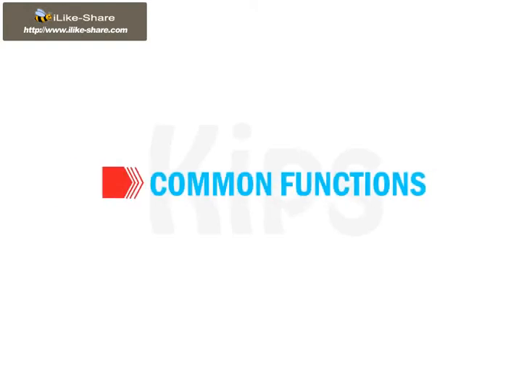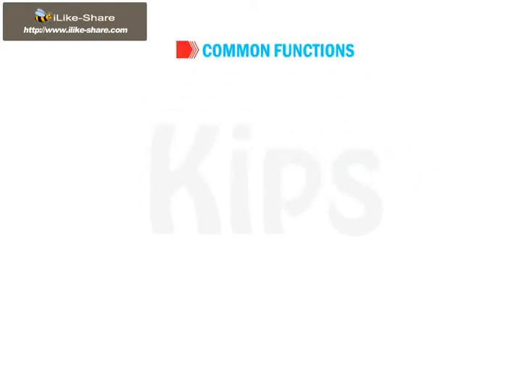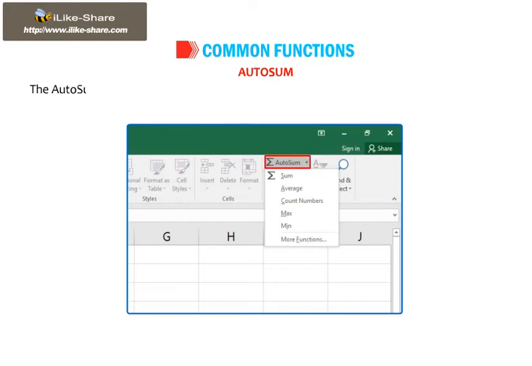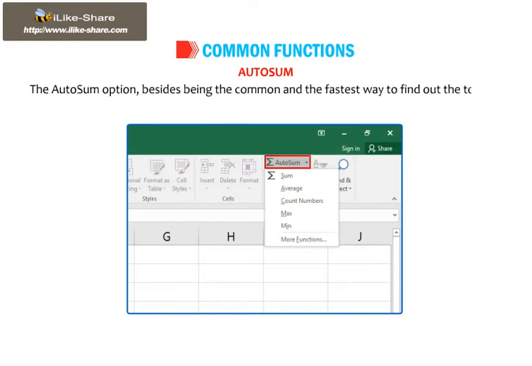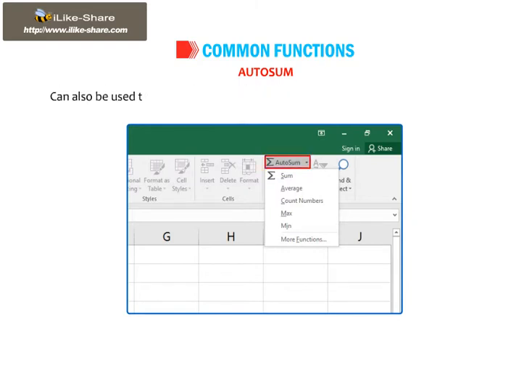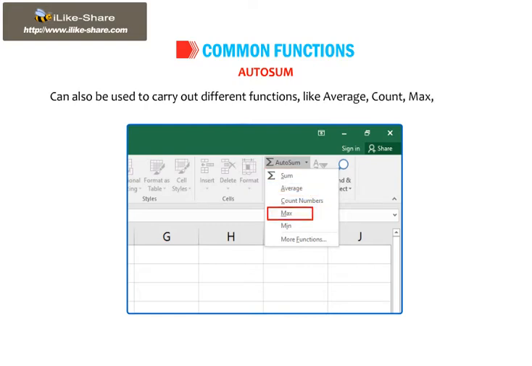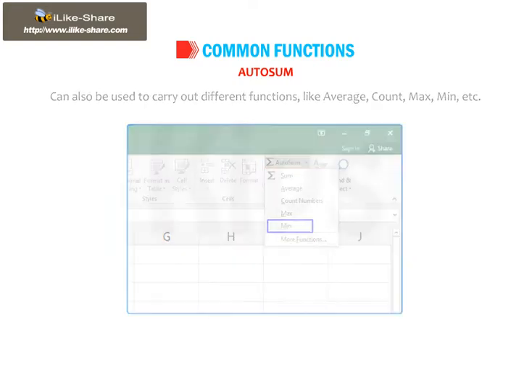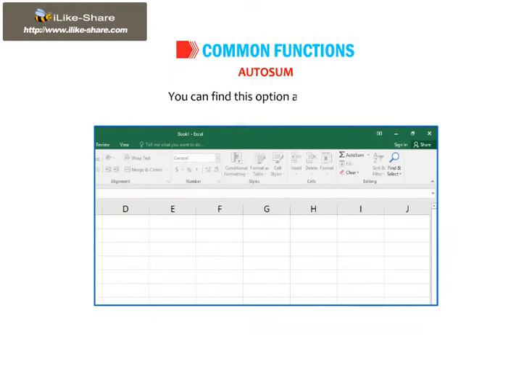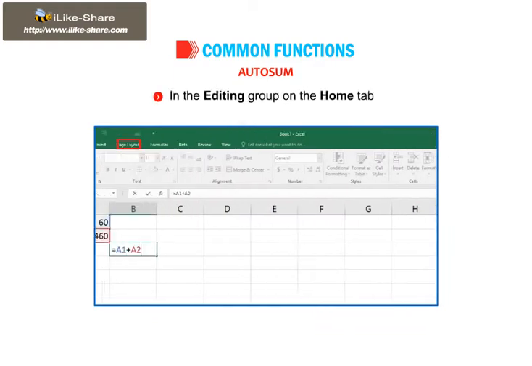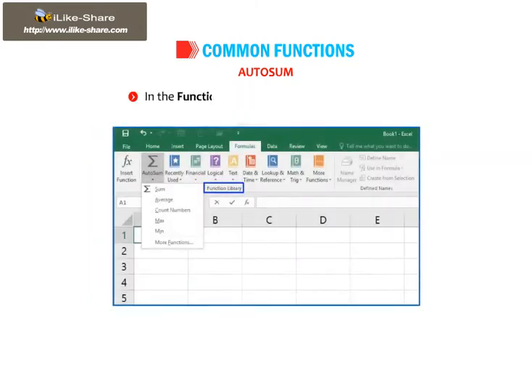Now we shall talk about the common functions. AUTOSUM. The AUTOSUM option, besides being the common and the fastest way to find out the total of the given numbers in a range, can also be used to carry out different functions like average, count, maximum, minimum, etc. You can find this option at two places: in the editing group on the Home tab, in the function library group on the Formula tab.